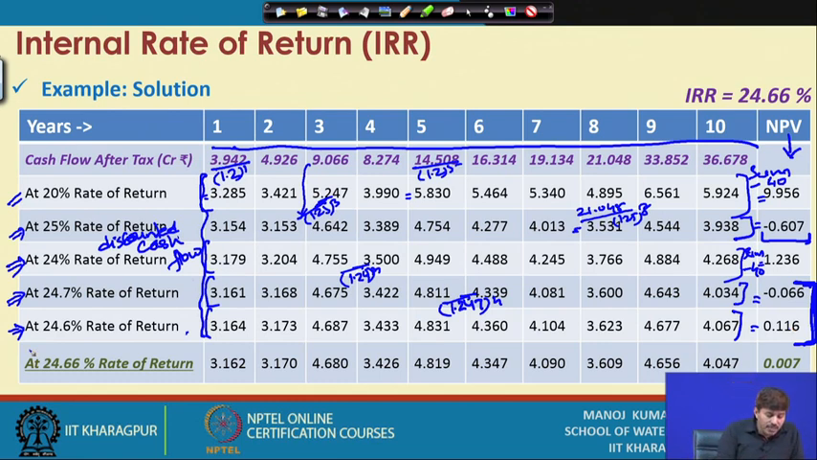So, let us try one last at 24.66, close to this number, and see what we are getting. At 24.66, if we discount all these numbers, all the numbers will be divided by 1.2466 to the power n.